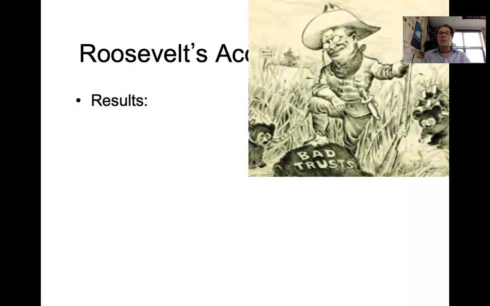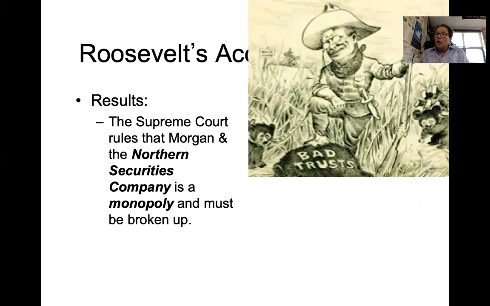So, ladies and gentlemen, what's going to happen? The end result is Roosevelt is going to sue J.P. Morgan and the Northern Securities Company. The lawsuit eventually is going to go up to the United States Supreme Court, and the Supreme Court is eventually going to rule that, yes, J.P. Morgan and, of course, the Northern Securities Company were in violation of the Sherman Antitrust Act. It was an illegal trust, a monopoly, actually more specifically. And as a result, the federal government, more specifically the Supreme Court, enforced by the President of the United States, Theodore Roosevelt, ordered that it must be broken up.